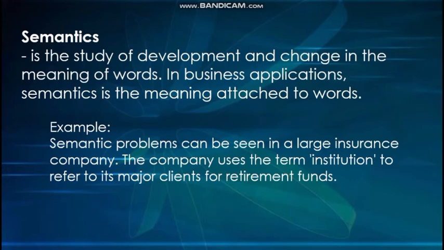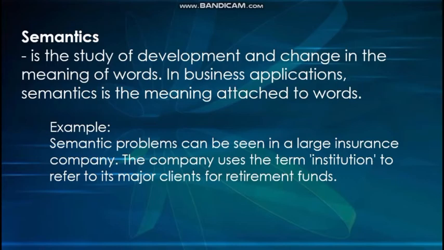An example of semantic problems can be seen in a large insurance company. The company uses the term institution to refer to its major clients for retirement funds. The problem is that institution means different things to different people in the company.